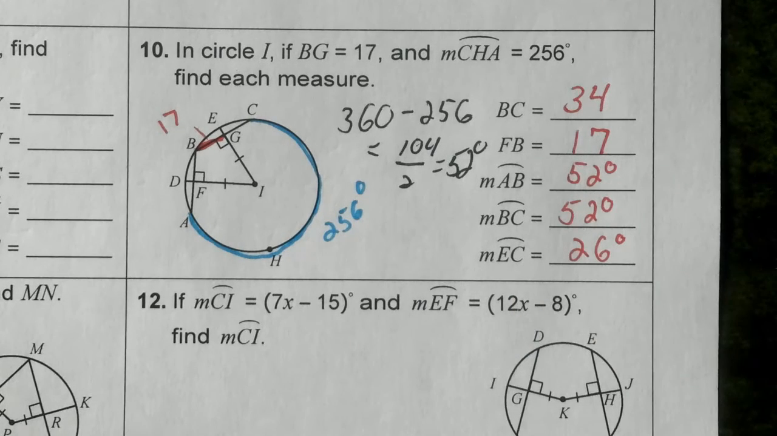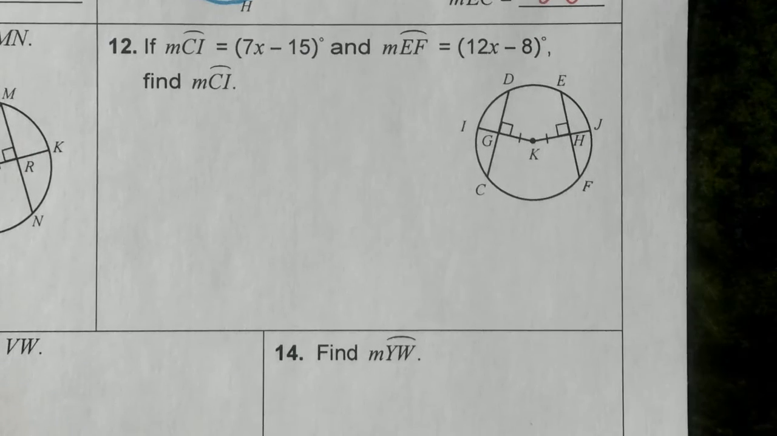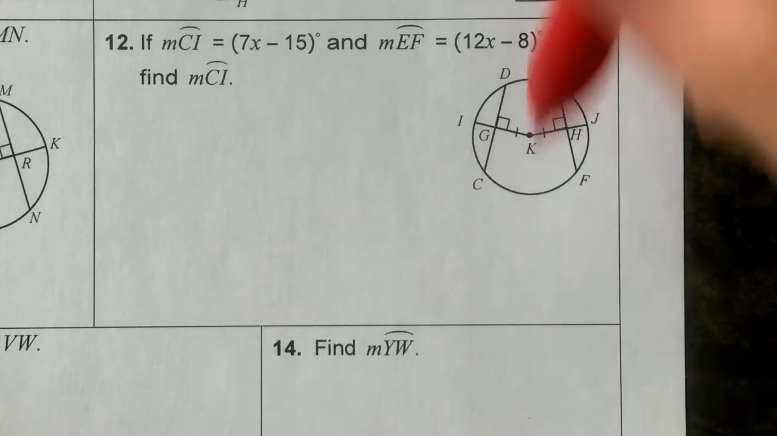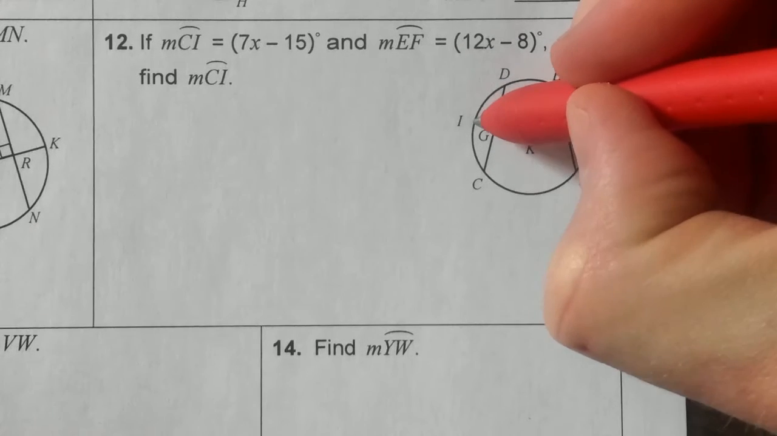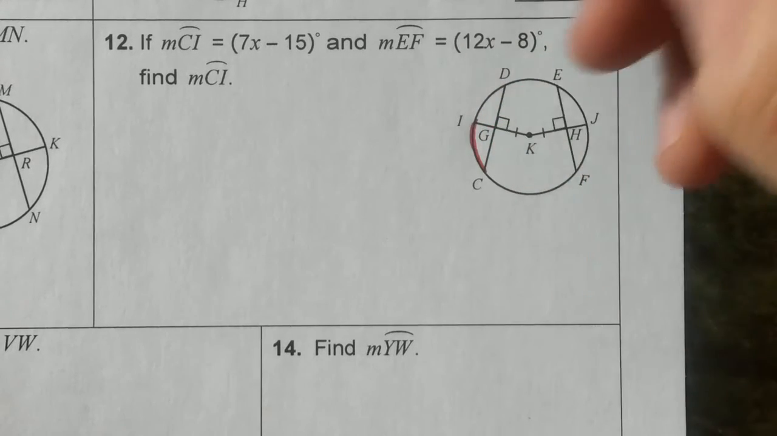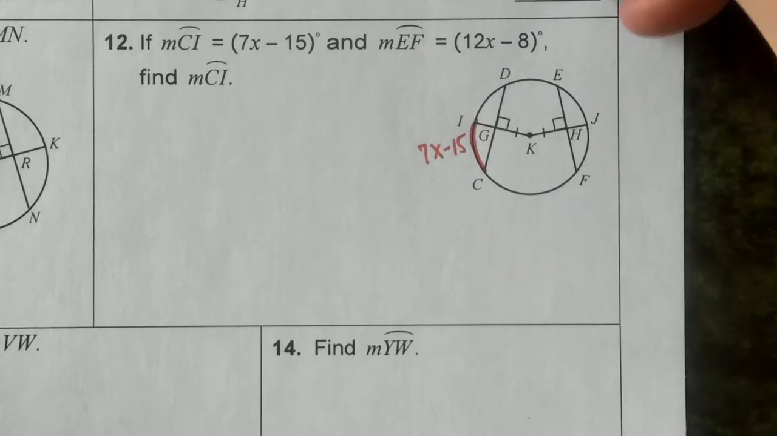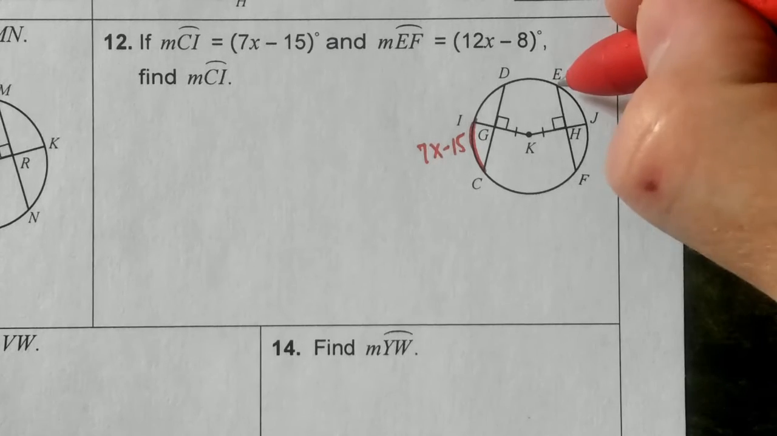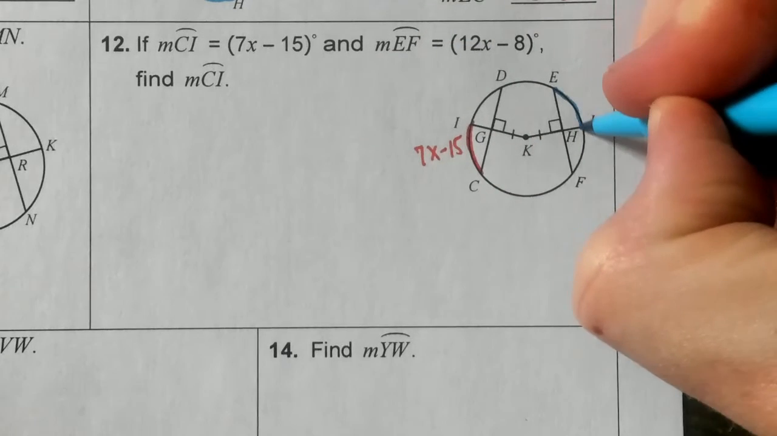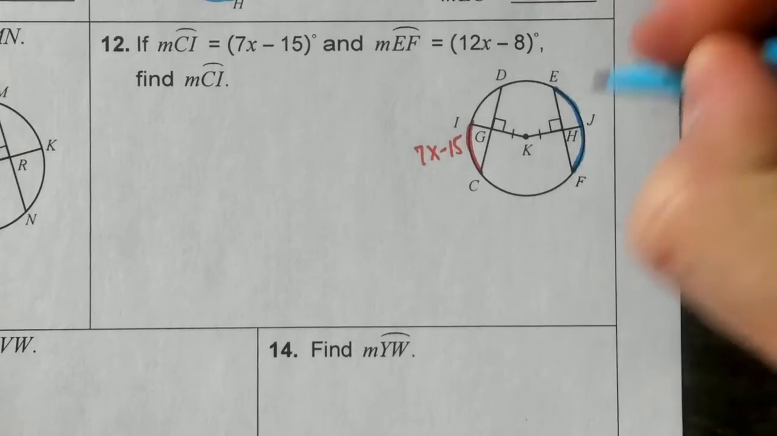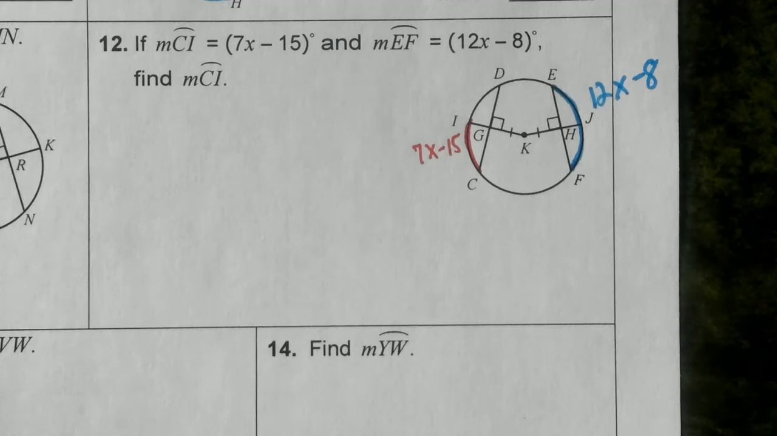Okay, let's see. Number 12. Let's look at number 12. All right, so if the measure of arc CI, that's this one right here, CI, is 7x minus 15, and the measure of EF, the whole thing, so different color, I'll make that one blue, is 12x minus 8. Find the measure of CI.